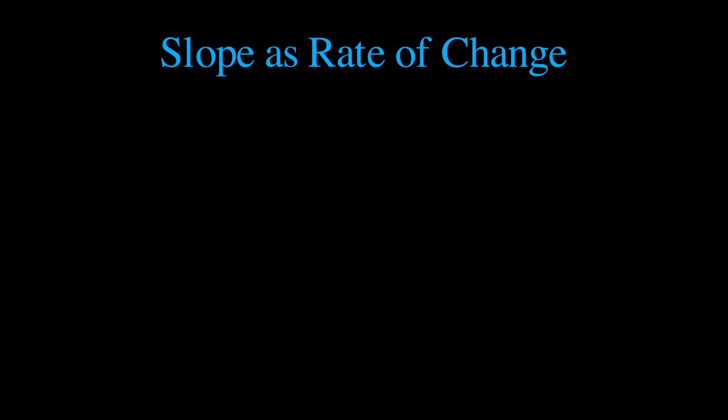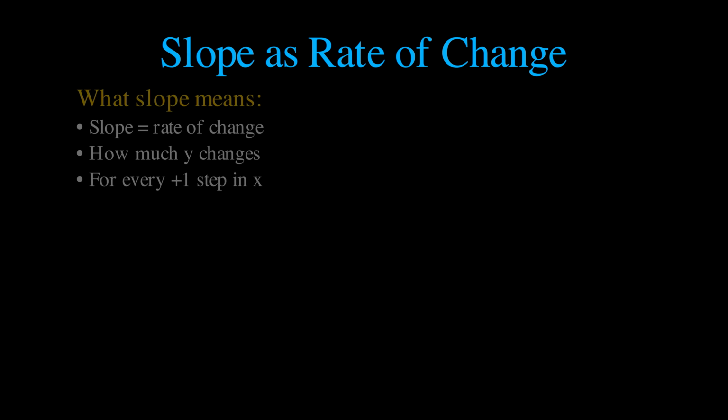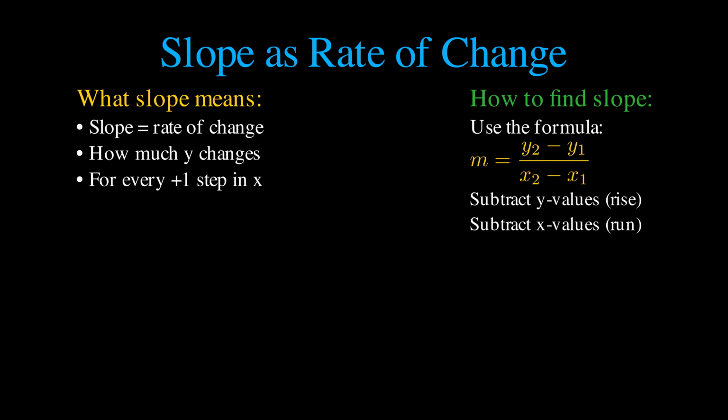Today we're learning about slope, also called rate of change. Slope tells how much y changes every time x goes right one step. To find slope, we pick 2 points and use the formula y2 minus y1 over x2 minus x1. The top is the rise and the bottom is the run.